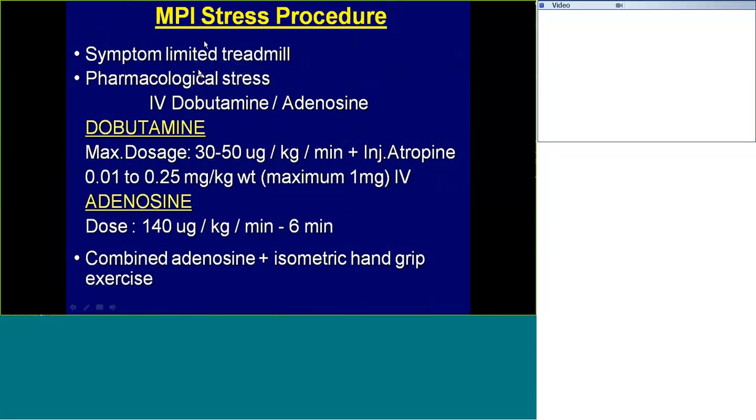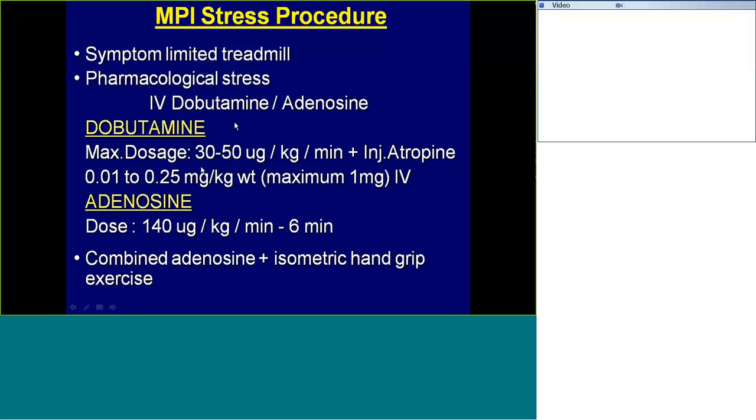So if we want to give a conventional exercise, that can be done with a symptom limited treadmill. If we don't want to stress the patient using a treadmill or ergometer, or if it is not possible, especially in 3 years, we can do a pharmacological stress. The pharmacological stress can be a vasodilator drug like adenosine, or dobutamine which increases the force of contraction and the rate of contraction. So either we can use dobutamine or adenosine.